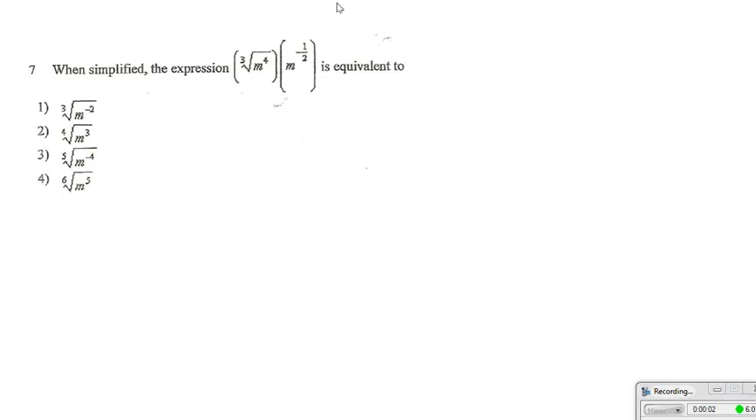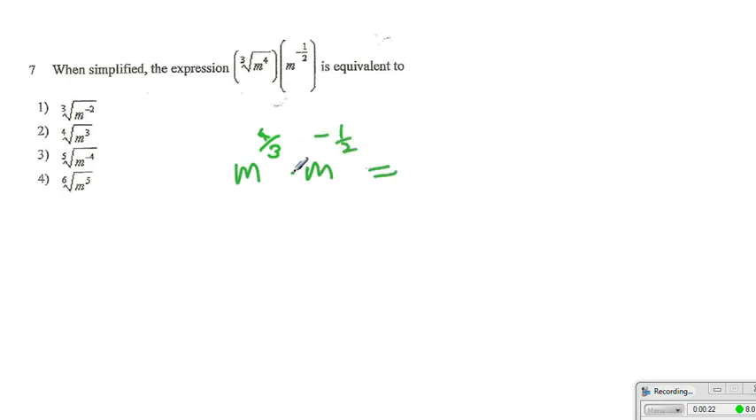So this will be part 3 of the Algebra 2 review. Let's try looking into question number 7 once again. Here, the first one, if you have to convert them into the exponential form, will be m to the 4 over 3, while the other one will be m to the negative 1/2.